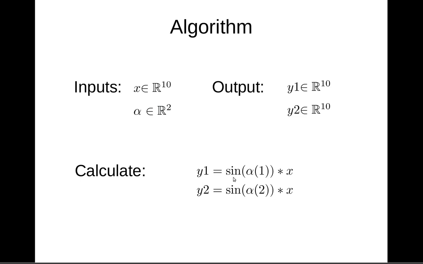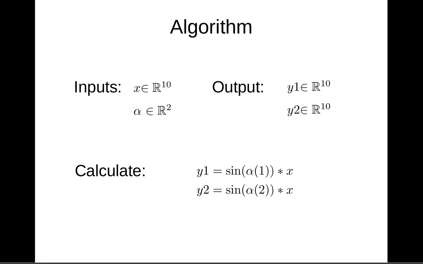So firstly we calculate sine of the first element of alpha, and then multiply this scalar by a vector of 10 elements. And we do the same thing for the second element of vector alpha, and we multiply this scalar with vector x in order to get y2. And our goal is to split this computational workload between CPU and FPGA.